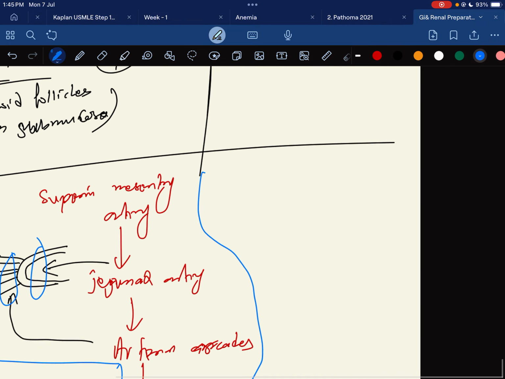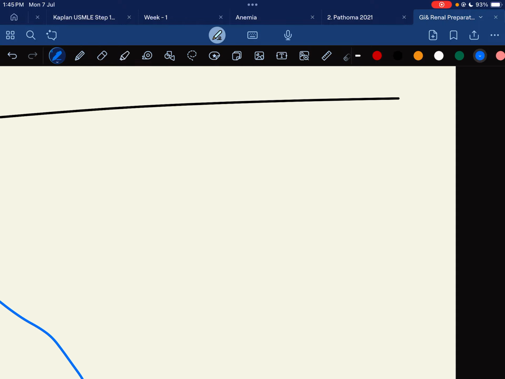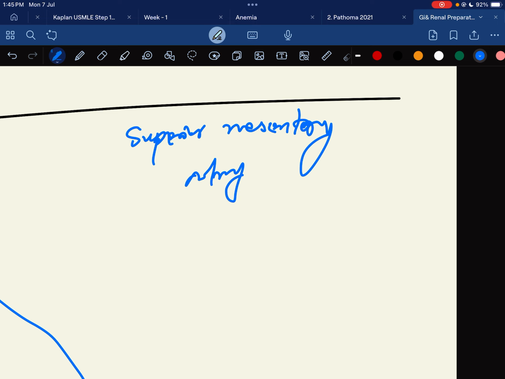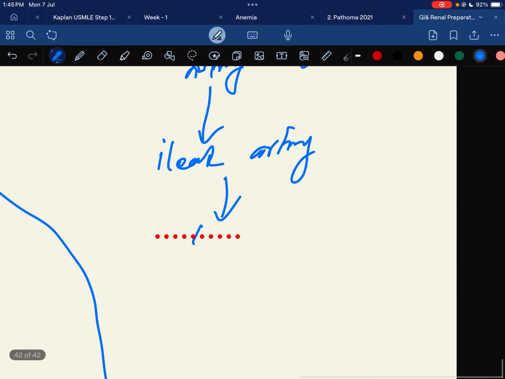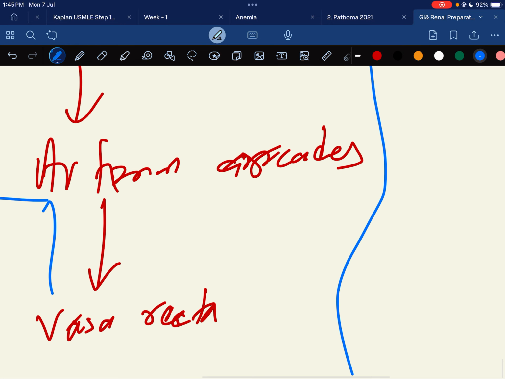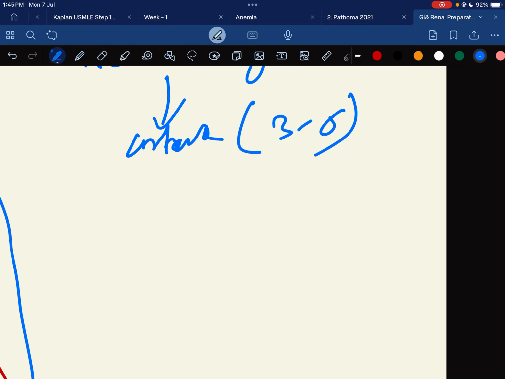So moving on to the ileum. Here is the superior mesenteric artery, which gives the ileal arteries. These give arterial arcades. Here there are 3 to 6 arterial arcades, but in the jejunum there are 1 to 2 arterial arcades, while here there are 3 to 6, more arterial arcades. Then there are the vasa recta.